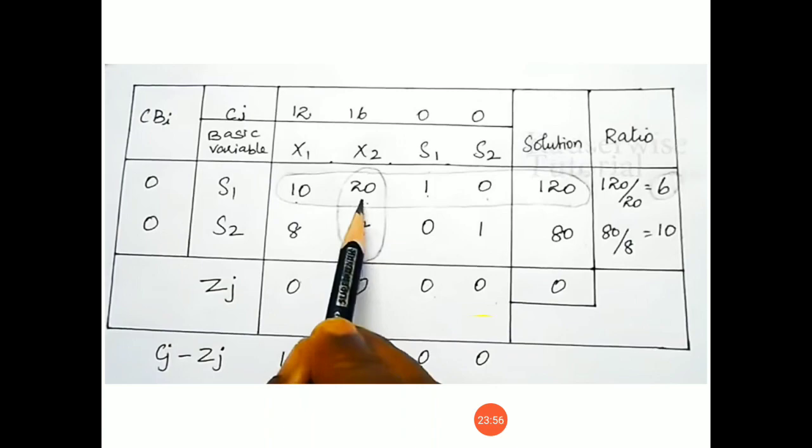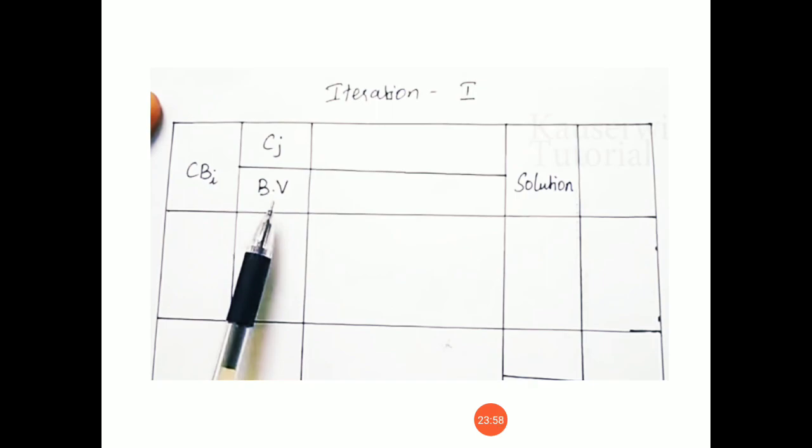Now the next step is I need to frame another table that is called iteration 1. In iteration 1, the same thing I will be writing, that is CBI, CJ, BV, that is basic variables, solution. Again in this iteration 1 table, CJ, that is the coefficient of objective function, and the basic variables row, these two rows will remain the same as we did in the initial simplex table.